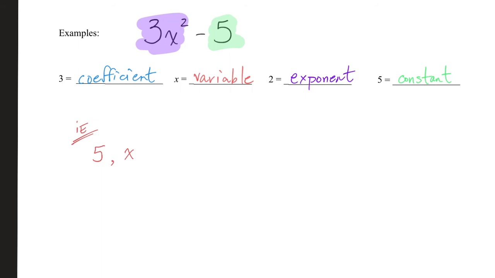5 and x are two different terms. But maybe I also have a combination of them, and so you see a combination up in 3x squared. Maybe I just want to get a little variety. So how about we go 7y? 7y would be a term. It is made up of both a number and a variable.